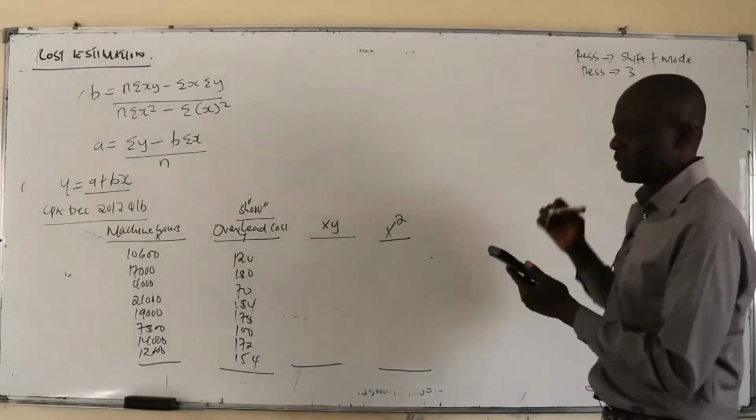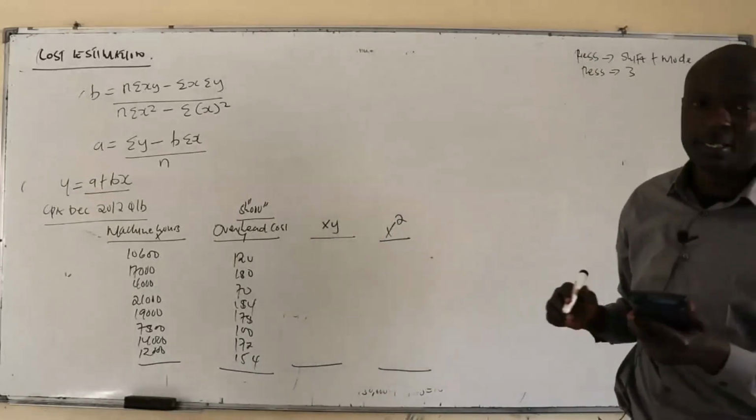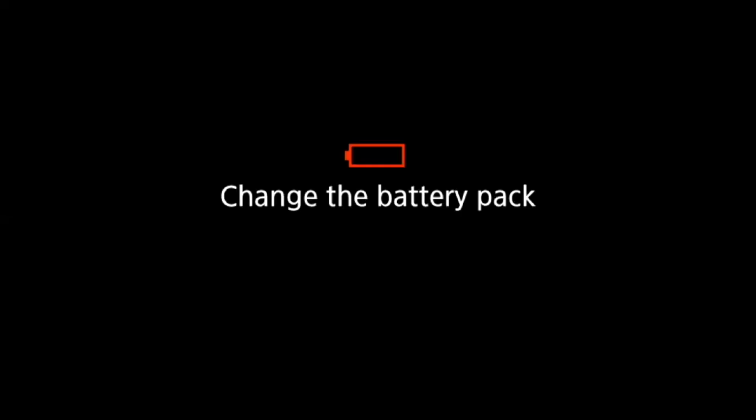Press 3, and then press the equal sign twice. I repeat: press shift and mod, so that 1, 2, 3 will appear. You press 3, and then you press the equal sign twice. That is to clear any information on the calculator. That is the first thing: you clear the calculator. That is number one.